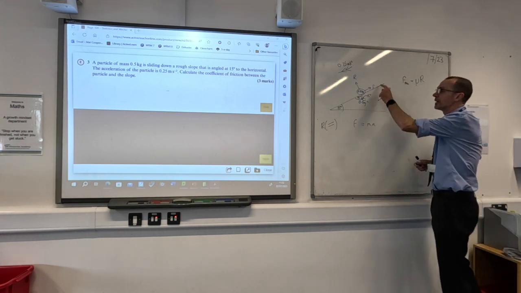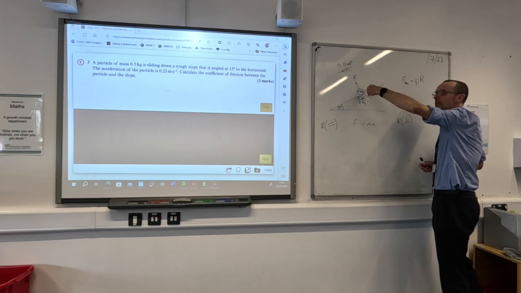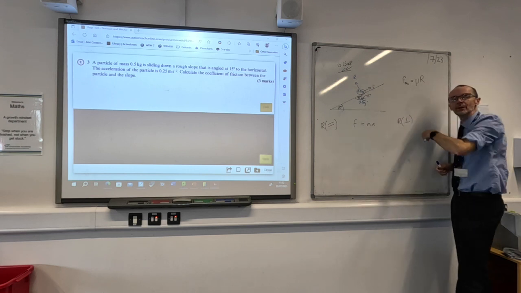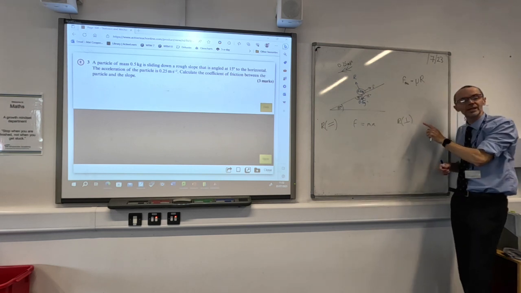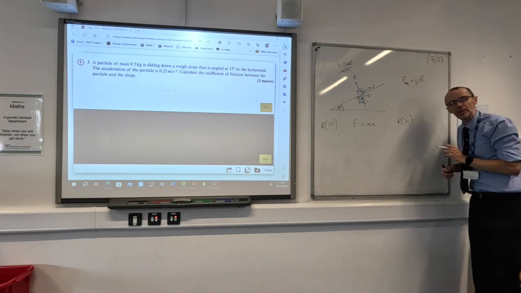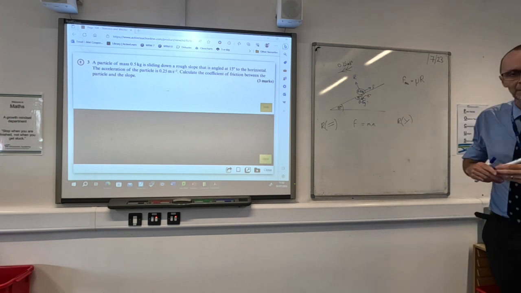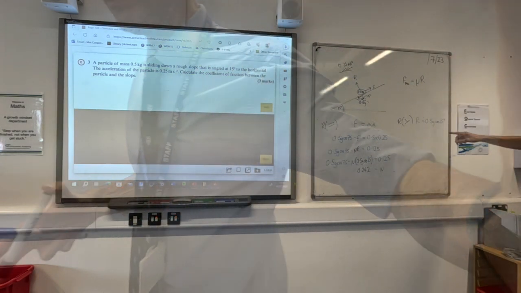I don't need to worry about friction. I've just got R going up and the component of the weight going down. Remember, we're not working vertically, we are resolving perpendicular to the slope. Let me give you a minute to see if you can get somewhere with that.